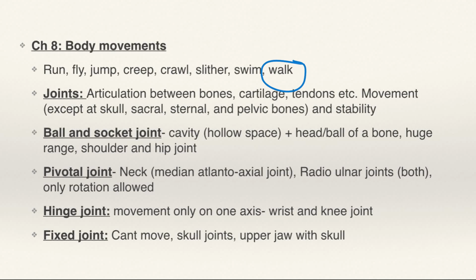Joints, what are joints? Joints are basically an articulation between bones, cartilage and tendons. Now what is a tendon? A tendon is something which connects muscle to a bone so that movement can happen. You can feel in your elbow the biceps tendon.